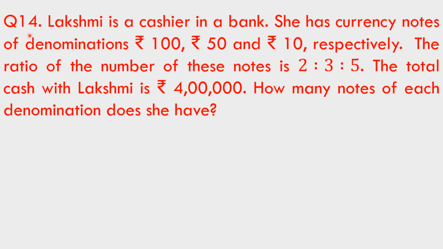Question number 14. Lakshmi is a cashier in a bank. She has currency notes of denominations 100 rupees, 50 rupees and 10 rupees respectively. The ratio of the number of these notes is 2:3:5. The total cash with Lakshmi is 4 lakh rupees. How many notes of each denomination does she have?